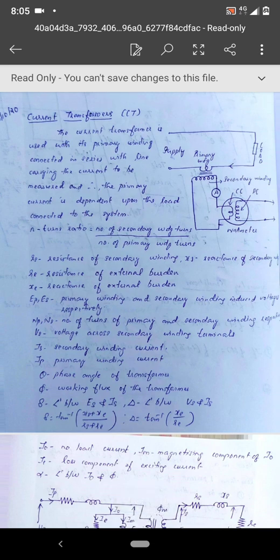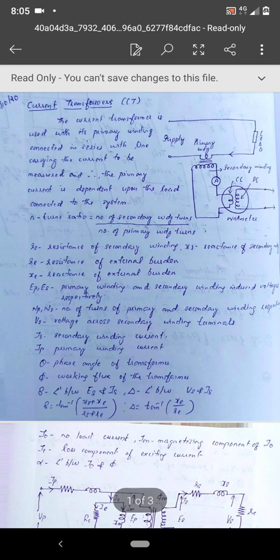And why instrument transformers are used, already we have learned about provisions for extension of ranges of ammeters and voltmeters or wattmeters also. So we can use shunts or series multipliers for extension. So having such a provision, why do we have to go with instrument transformers? See, there are so many difficulties in having shunts and series multipliers.